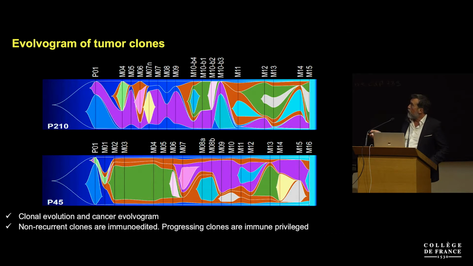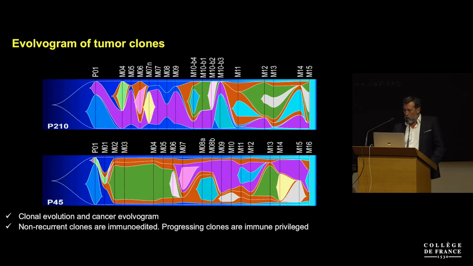But the purple clone is not the main clone anymore in the first synchronous metastasis that you have, which is the orange, with a subclone inside it, the green subclone. And you can see that the green subclone disappears, and only the orange one is transmitted, then disappears, and then reappears again. And we analyzed this by looking at all the mutations of these different tumor clones, and we were surprised to see that, in fact, the non-recurrent clones are the ones that are immunoedited, and the progressing clones are the ones that are immune privileged.